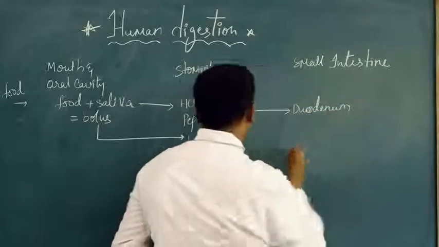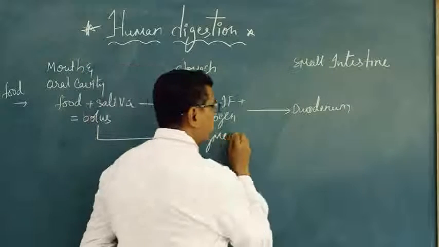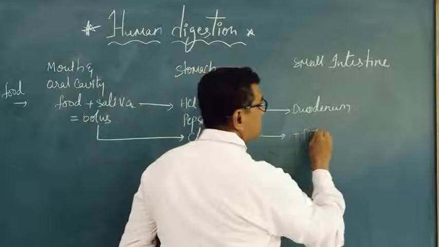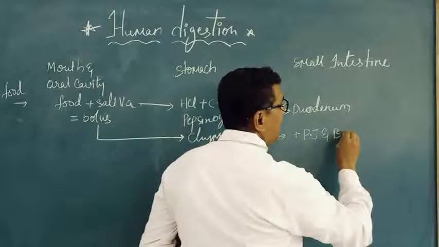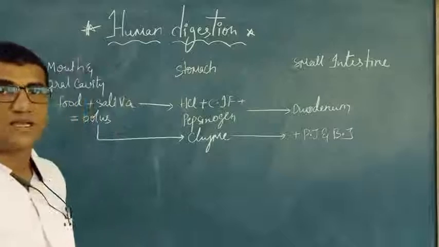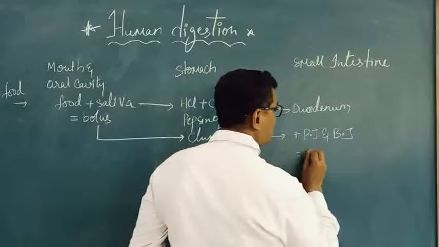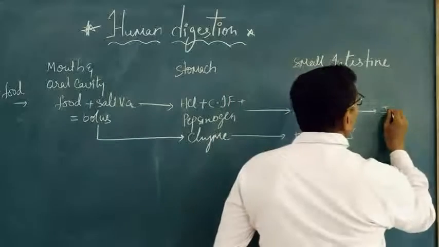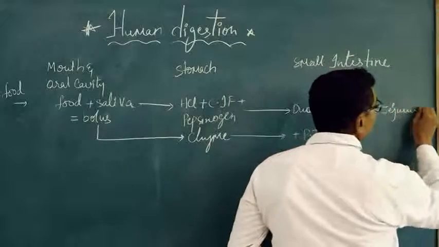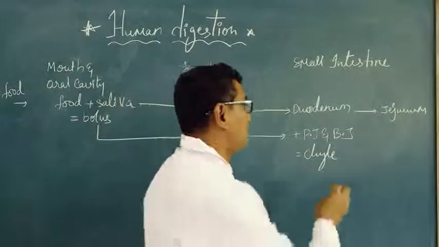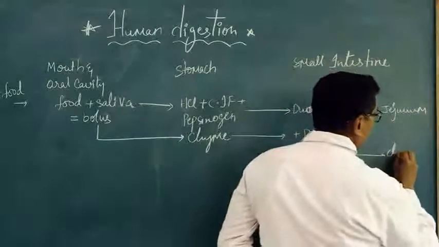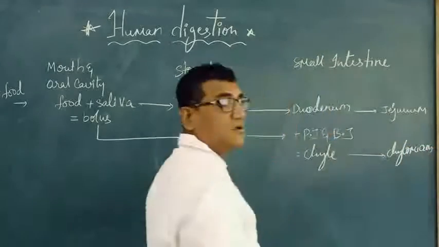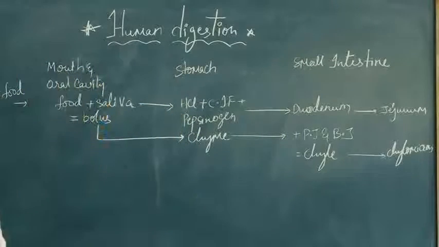duodenum, and in the duodenum this chyme is added with pancreatic juice and bile juice. Then it enters into the jejunum, and now it is split into still smaller molecules called chylomicrons, and that is the end.